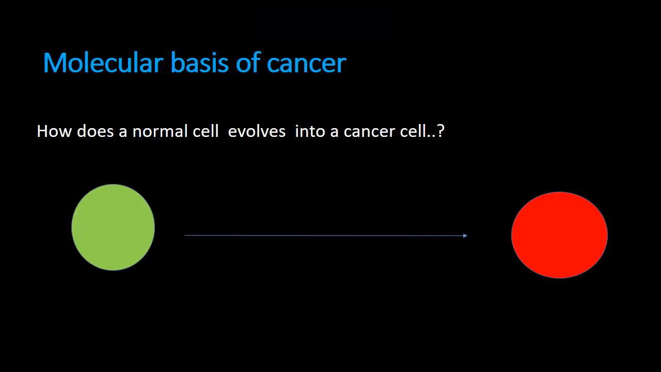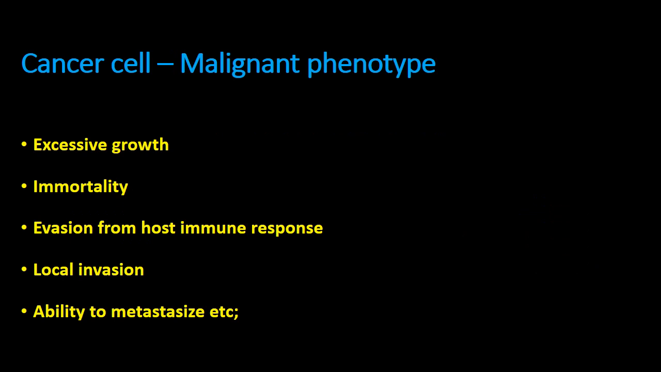Understanding this genetic cause of cancer is what we call the molecular basis of cancer. So in the molecular basis of cancer, what we are going to do today is try to understand how a normal cell develops into a cancer cell, right? So what are the different properties that distinguish a normal cell from a cancer cell? That we call the malignant phenotype of a cancer cell. See, a cancer cell definitely has so many qualities that a normal cell doesn't possess, right? That's why it is a transformed cell. That's why it is a dangerous cell, right? So what are the different characteristics of a cancer cell? Those properties we call the malignant phenotype of the cancer cell.